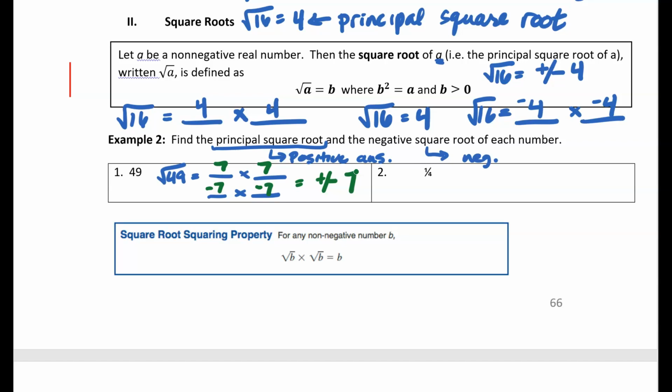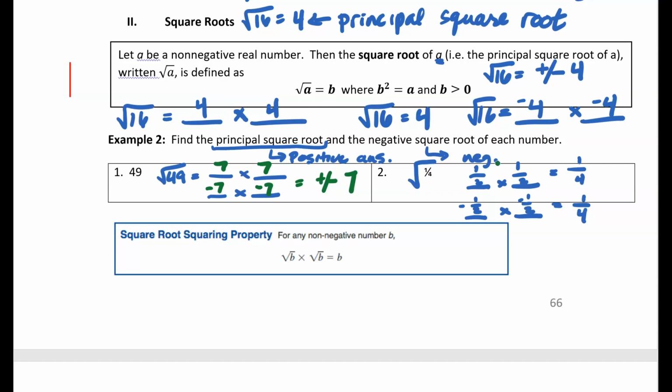How about the square root of 1/4? So what times what gives you 1/4? And I'll write it down here again. 1 times 1 gives you 1. 2 times 2 gives you 4. If 1/2 times 1/2 gives you 1/4, then negative 1/2 times negative 1/2 also gives you a positive 1/4, since a negative times a negative is a positive.